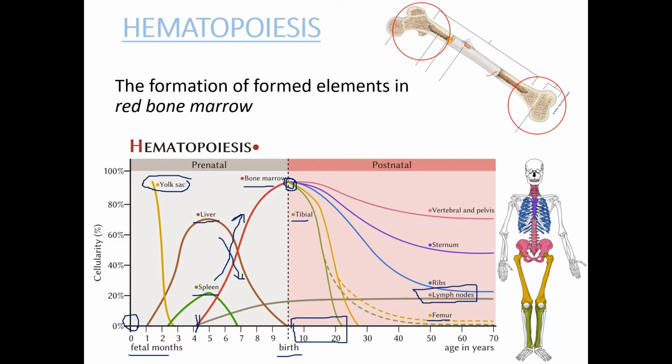Okay, so when you are an adult into old age, the primary locations of hematopoiesis are in your vertebrae, in your sternum, in your ribs, and of course in your pelvis.